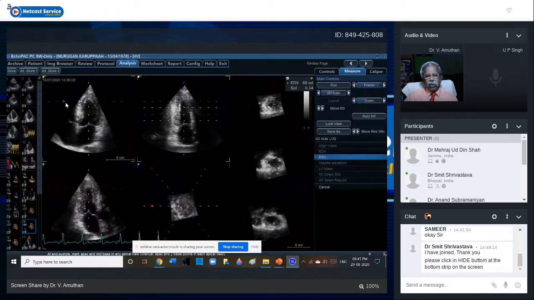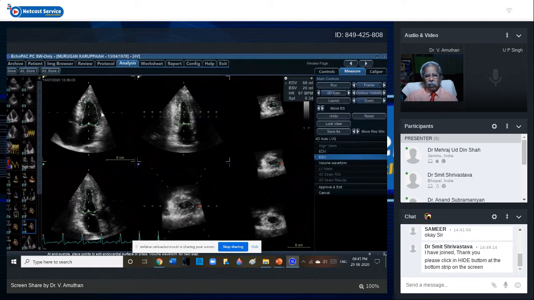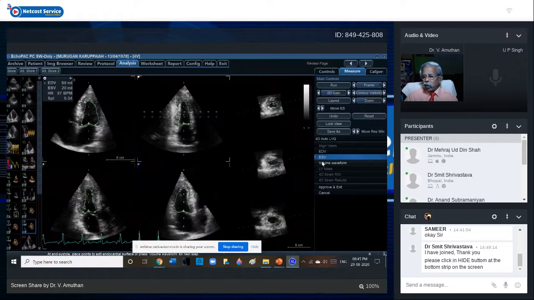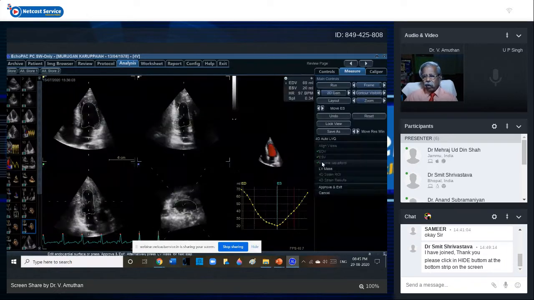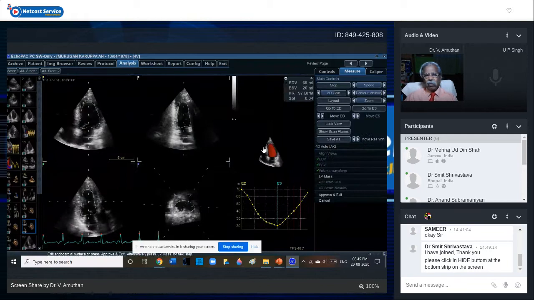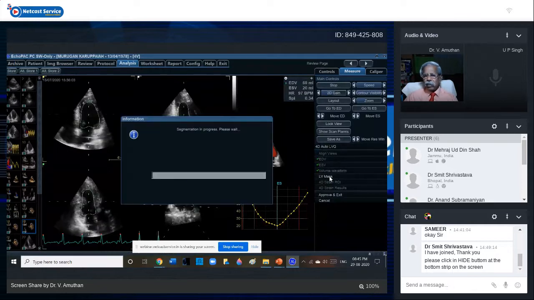If the machine derived tracing is wrong, you can always adjust. You can place the points correctly and adjust for that. So then you go for the volume waveforms. The waveforms may take some time, and then you have the volume measurements which are available. You can see here volume is available, and ejection fraction is immediately displayed. And then you can go for the LV mass also. You can see here mass.